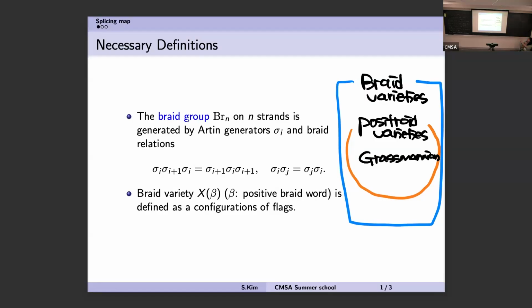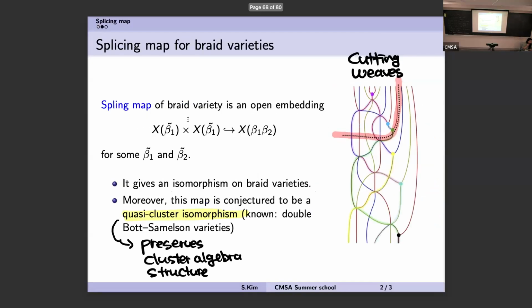I will not give a precise definition here, but this is defined as a configuration of flags in a geometrical sense. And we actually saw some classical examples of braid varieties in Laura's lecture. I don't know where Laura is, but she already explained the Grassmannian and positroid varieties, which were related to plabic graphs. And braid varieties are a vast generalization of these. So people care about braid varieties for many reasons.